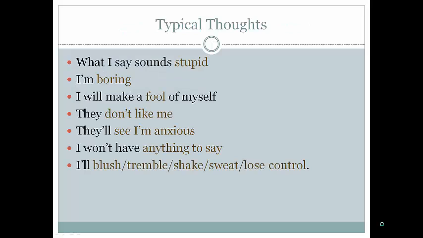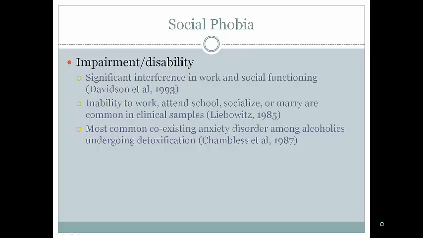So some typical thoughts that you'll hear from people who have social anxiety disorder are: what I said sounds stupid, I'm boring, I'm going to make a fool of myself, they don't like me, they'll see I'm anxious, I won't have anything to say, and I'll blush, tremble, shake, sweat, lose control. These are all things that we say to ourselves, but for people with social anxiety disorder, these become more severe and debilitating, and they prevent them from engaging in many types of social interactions.